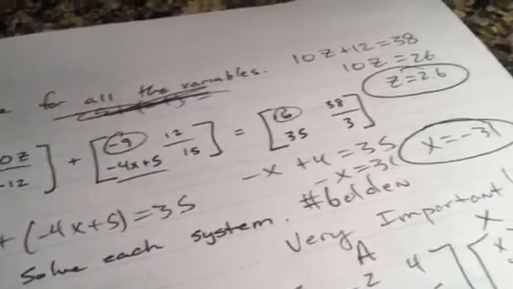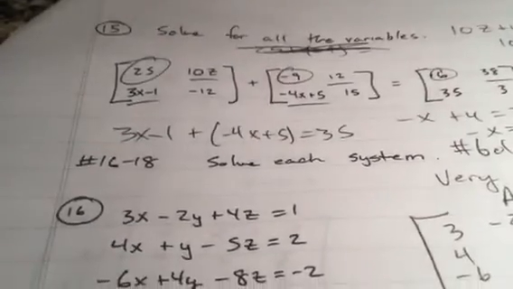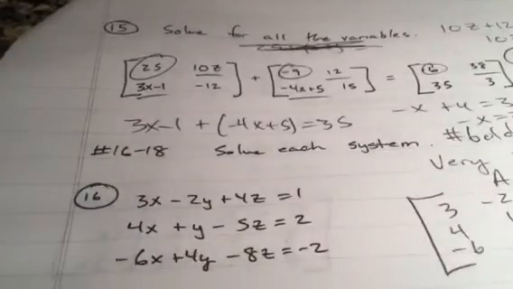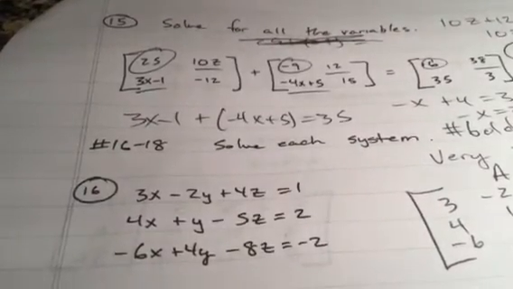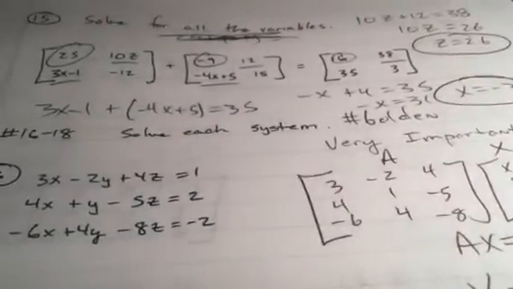Page 31, there's 15. Literally set 10z plus 12 equal to 38, solve for z. And then 3x minus 1 plus -4x plus 5 equal to 35. Like we did there.